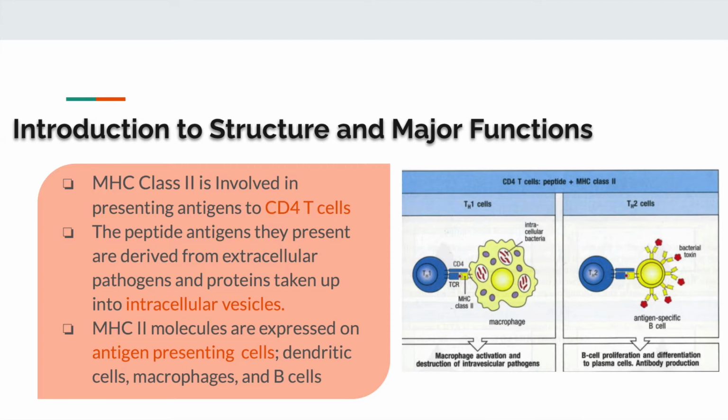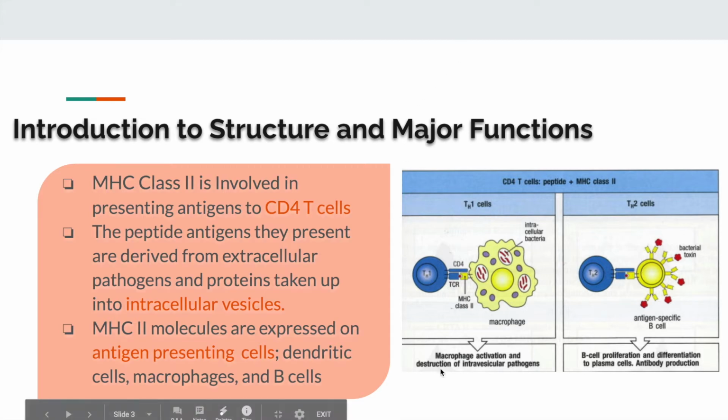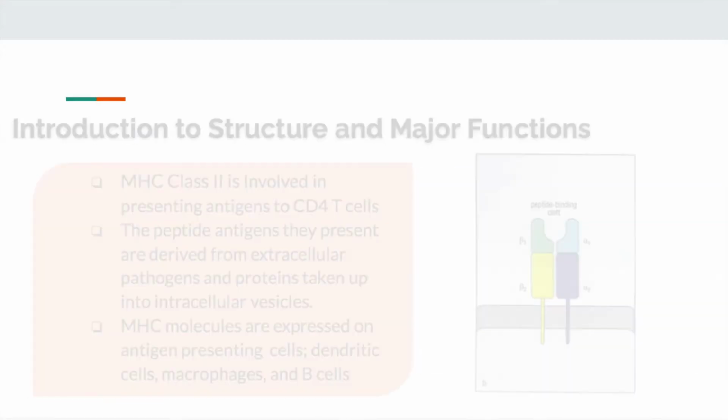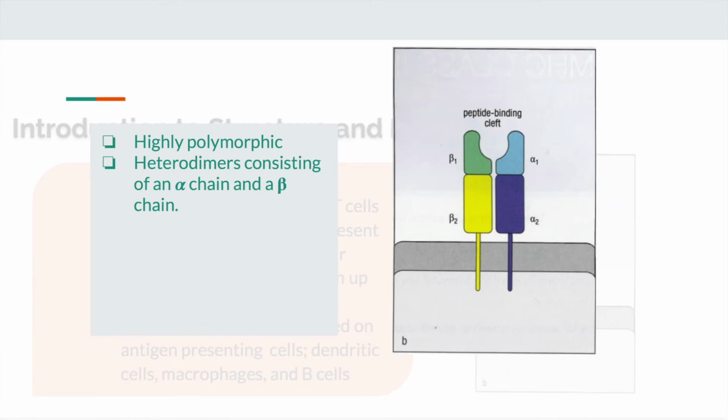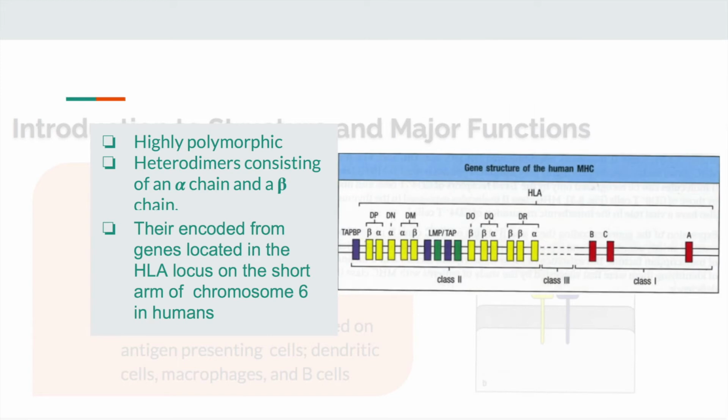And you can see from the figure on the right how already activated T cells, whose CD4 molecules have bound to a peptide antigen, are now carrying out their effector functions on a macrophage and then also on a B cell. They are heterodimers that are highly polymorphic, and they consist of an alpha chain and a beta chain. And for this study, it's important to know that they're encoded from genes located on the HLA locus on the short arm of chromosome 6.